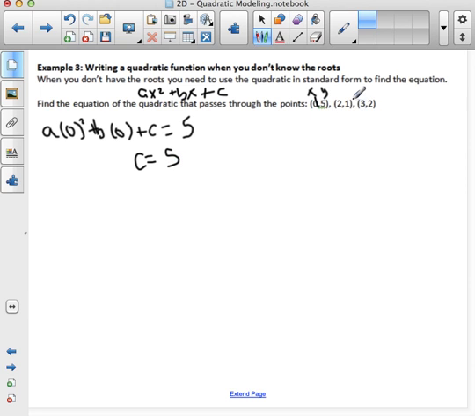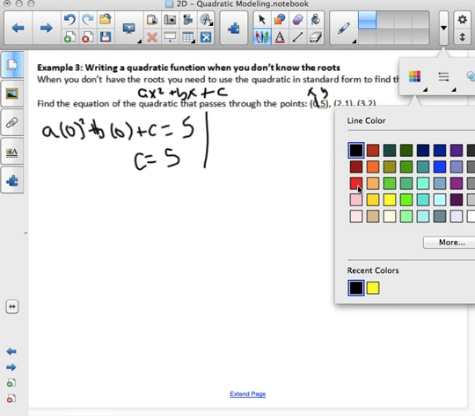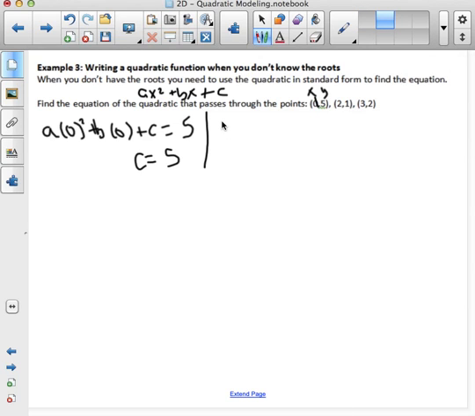All right, now we're going to do (2, 1). We're going to make a new equation for that one. I don't know if I can pick a different color here. Let's see if I can. Yes, I can. All right, so now we're going to do an equation for the (2, 1). So it's a times x, and x is now 2 squared, plus b times 2, plus c. Well, guess what? c is 5. So I'm going to go ahead and write 5 equals y, which happens to be 1.